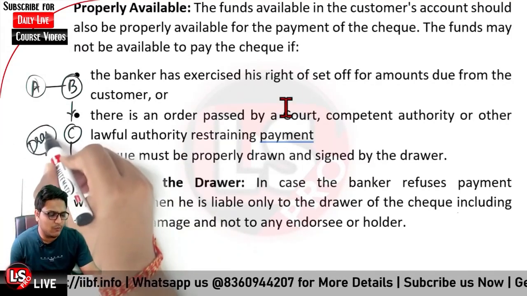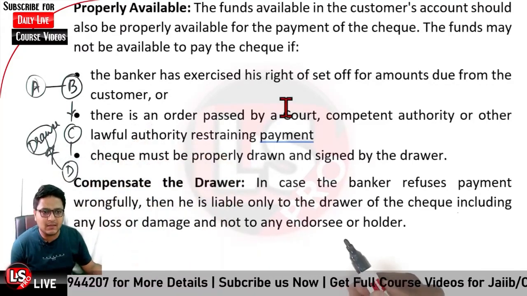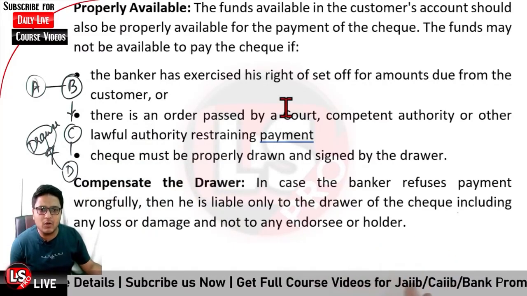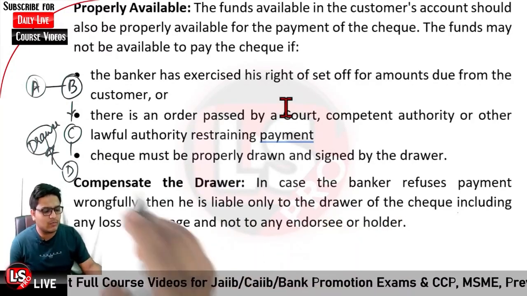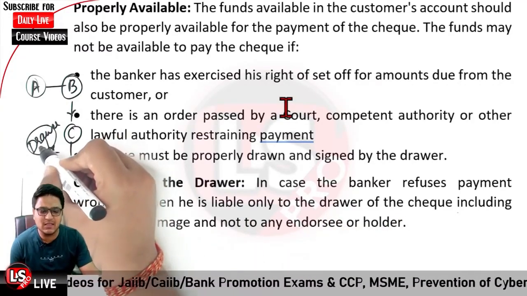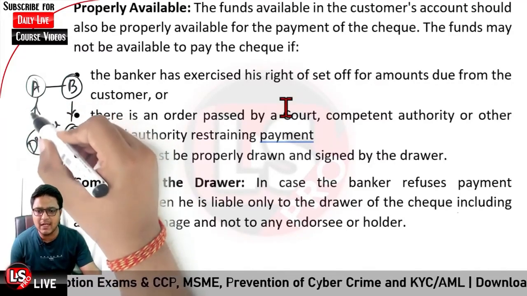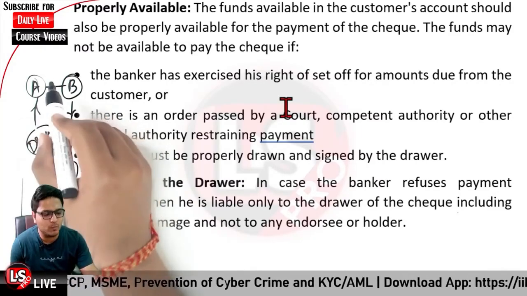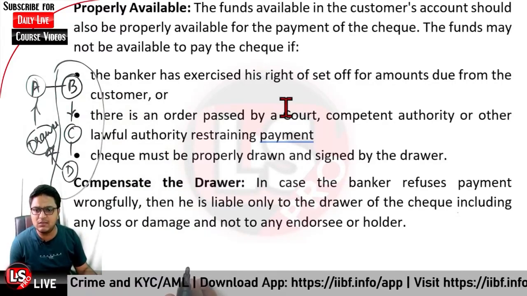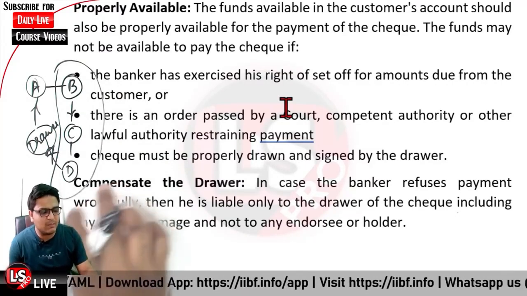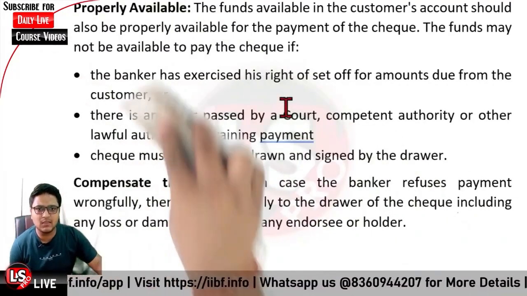So the check was refused wrongfully by the drawee. In that case, the bank refuses payment wrongfully, then it is liable only to the drawer. So the bank in this case is liable only to the drawer. If there is any compensation to be given, that would be given only to person A, and the bank is not concerned about these parties. If the bank is to compensate, the bank will compensate person A over here. Okay, so that is the case.